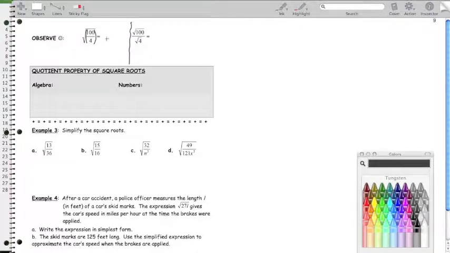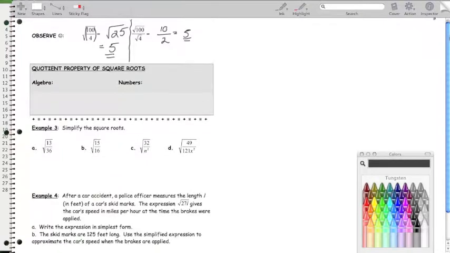100 divided by 4 is 25. So really this is square root of 25. Square root of 25 is just 5. Then we look here. Square root of 100 over the square root of 4. Square root of 100, they each have their own little house. That's 10. Square root of 4 is 2. 10 divided by 2, 5 again. Okay? So it works for both of them. They each have their own answer.